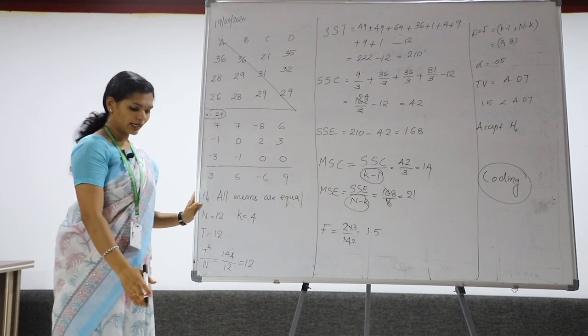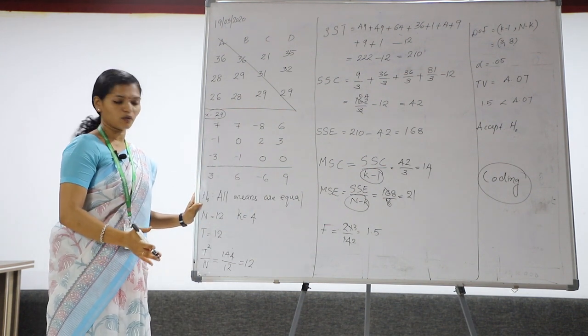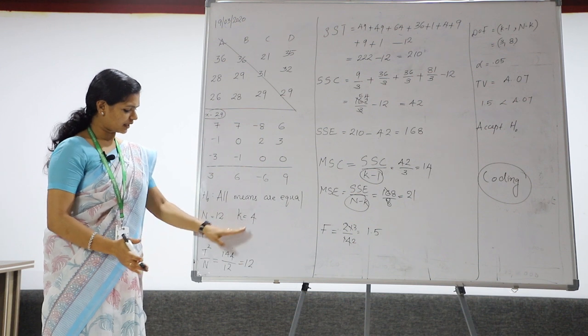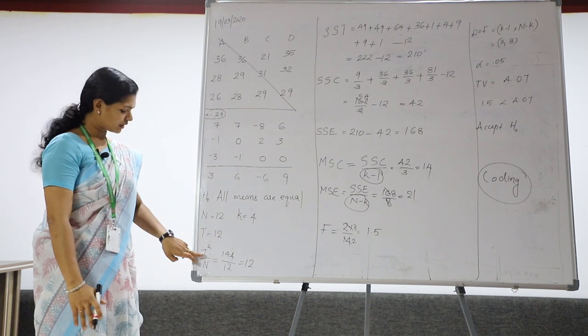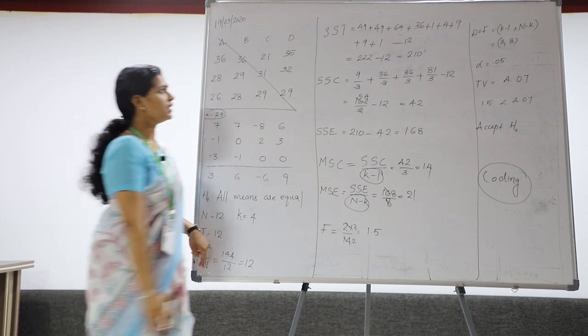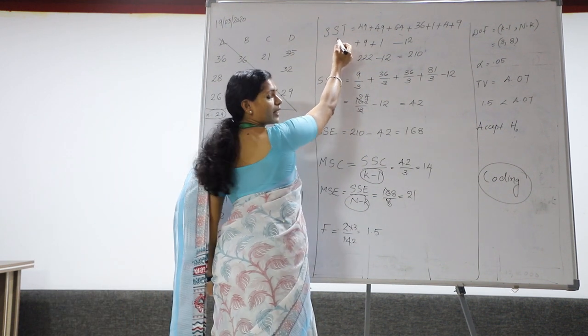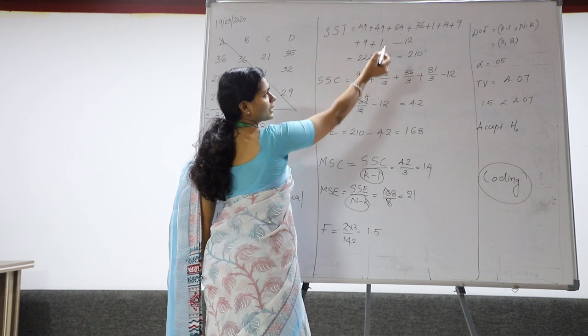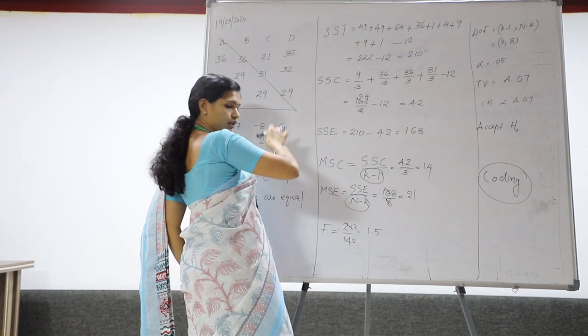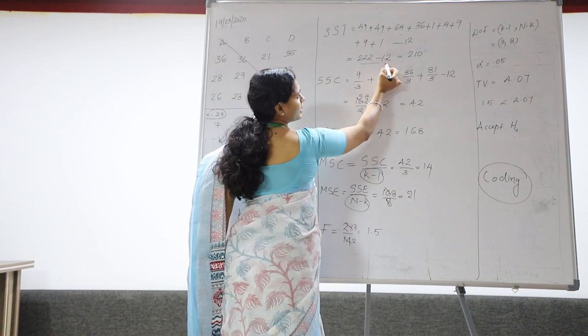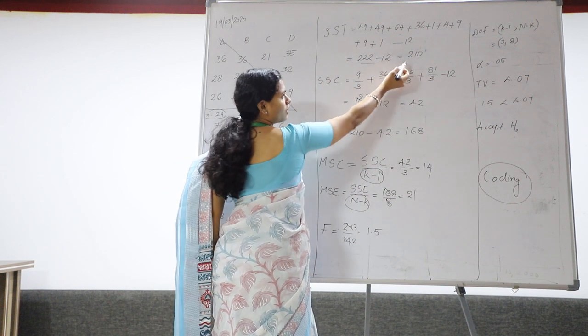Then we set the hypothesis that all means are equal. Then we have counted the numbers n, k, and T is the total of all observations. Then we find T square by n. Then SST, sum of squares of all observations minus T square by n. So we have taken the squares of each of these observations and found the total of that, and that minus this T square by n, we got 210.